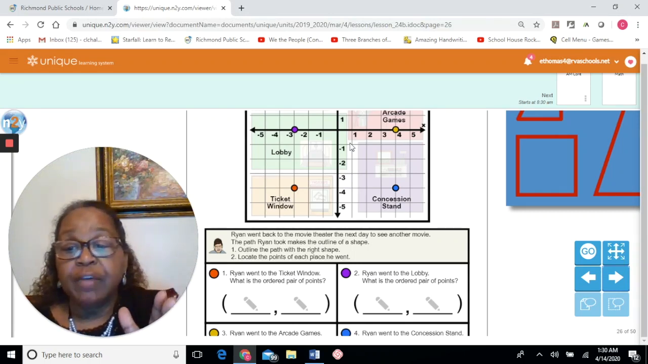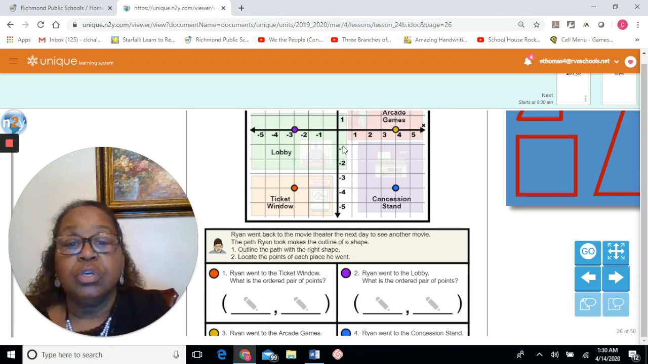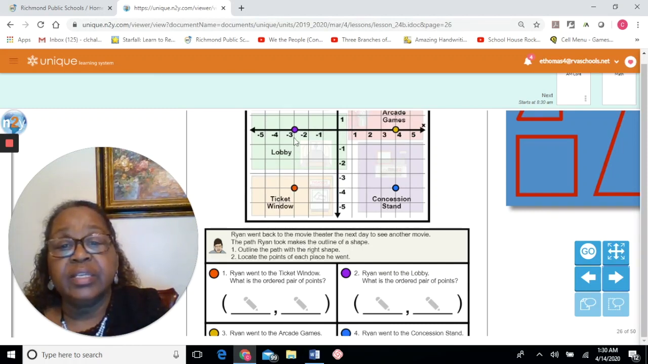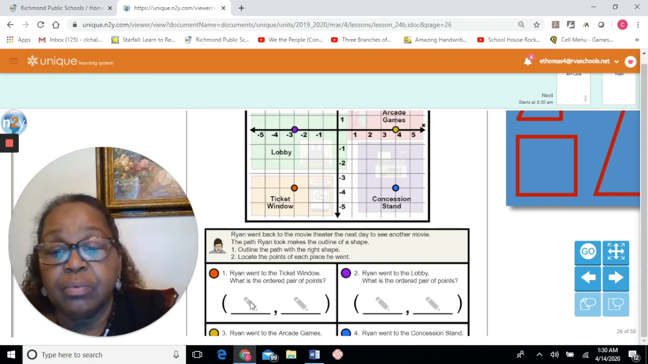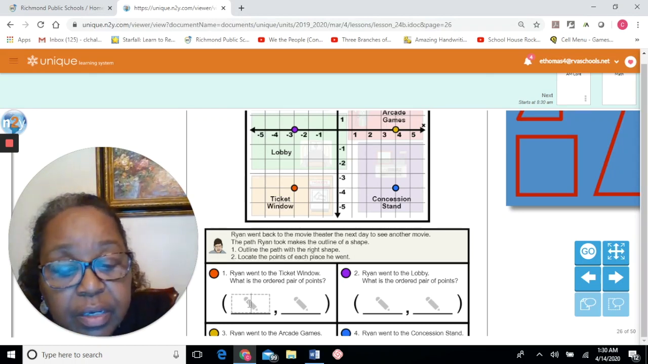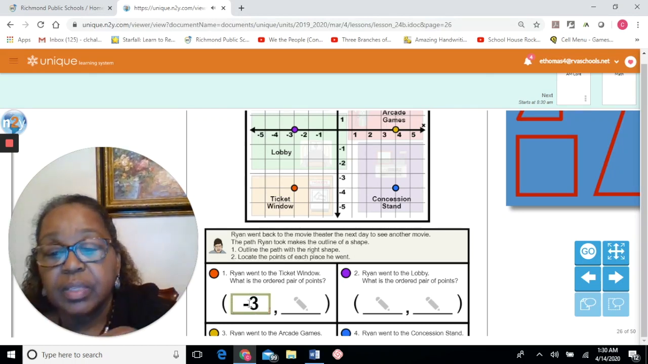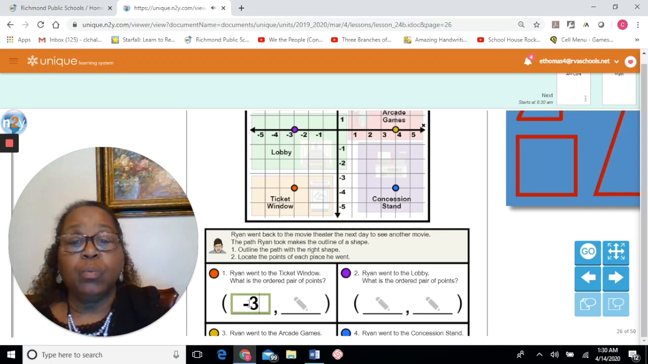Well, we know we have to do our x-axis first. So if we do our x-axis and we move on the line to where that is, it looks like it's -3 on the x-axis. So let's put that in. See if we got that right. -3. Excellent. We got that one right.